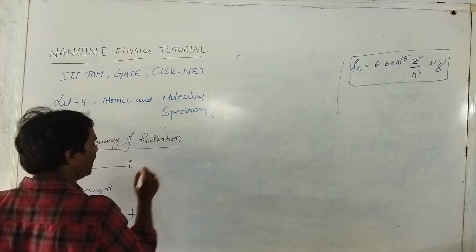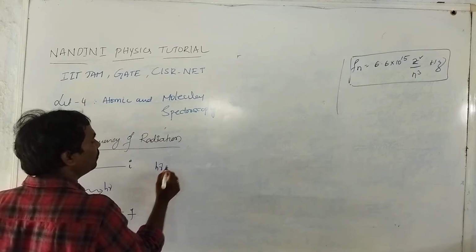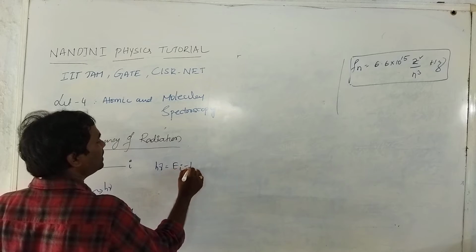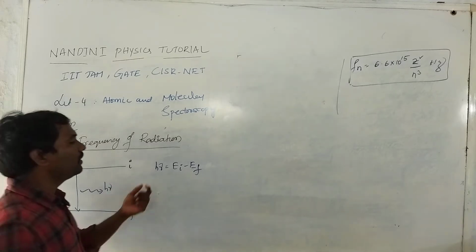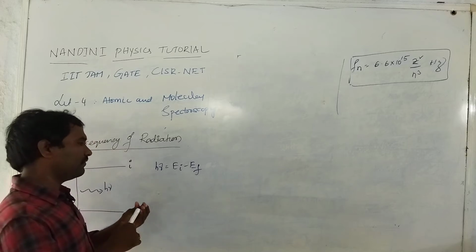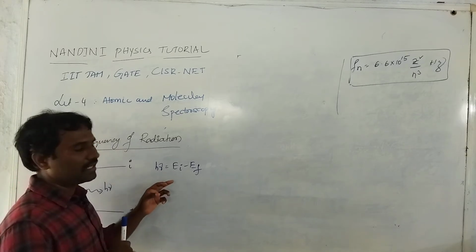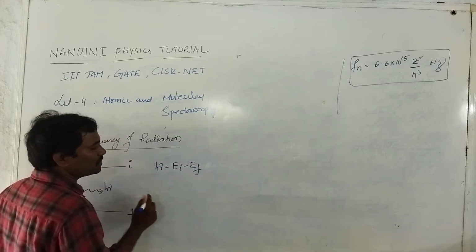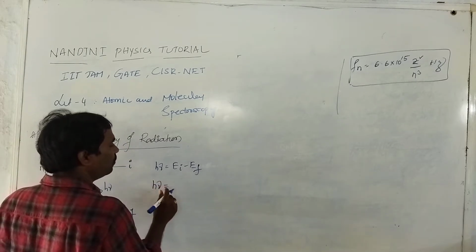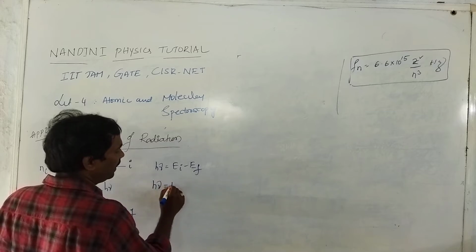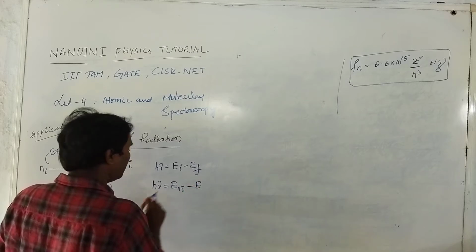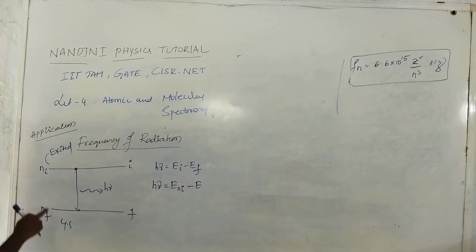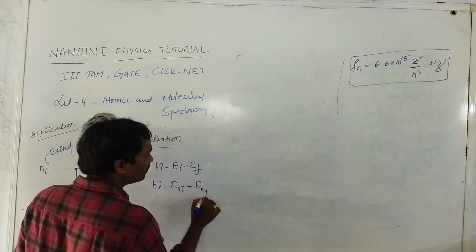Therefore the emitted energy h nu is equal to the initial energy minus the final energy, because it is initially at energy Ei and finally reaches Ef. So simply h nu is equal to the initial energy of the nth state minus the final energy of the nth state.